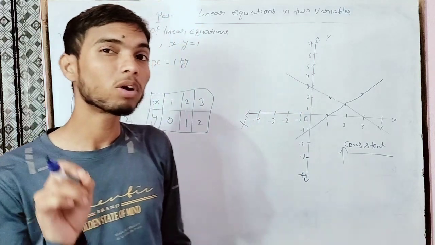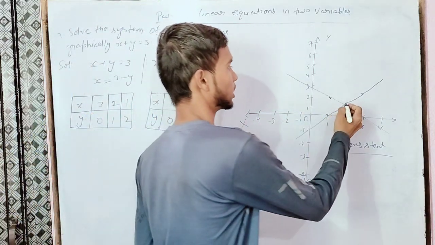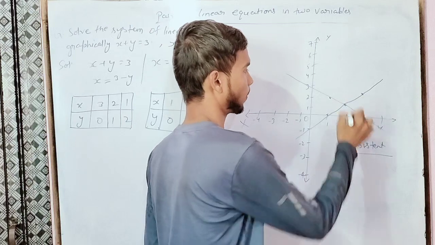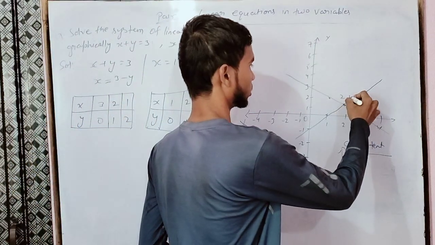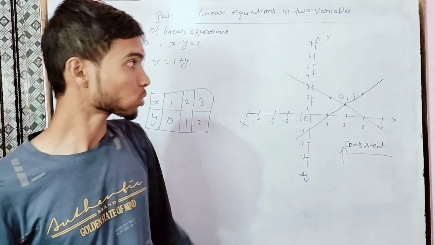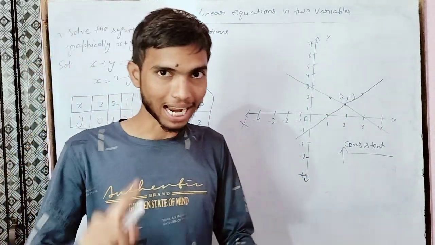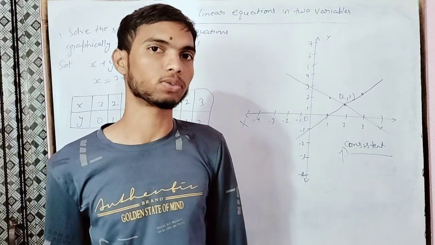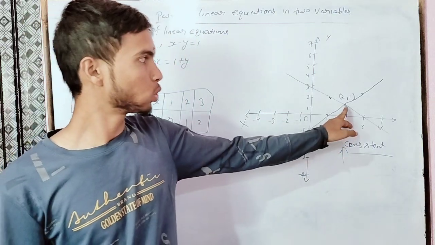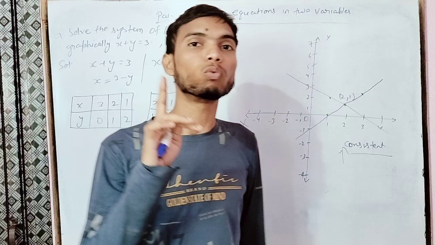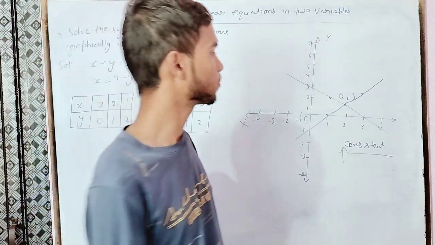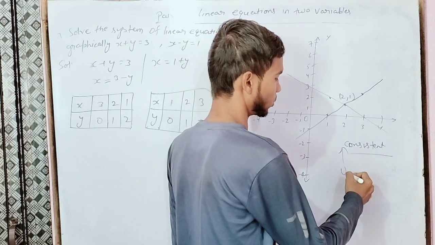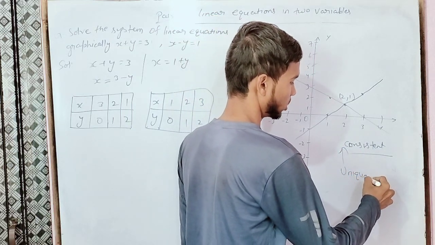Here we are getting one extra point, which is here as 2 comma 1. This extra point is at the intersecting place. So here we are getting only one solution. So we would say there is a unique solution.